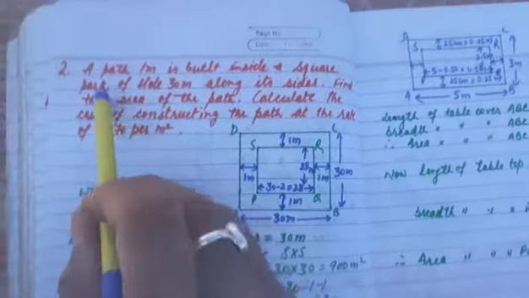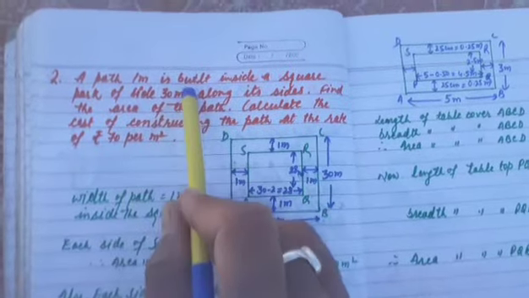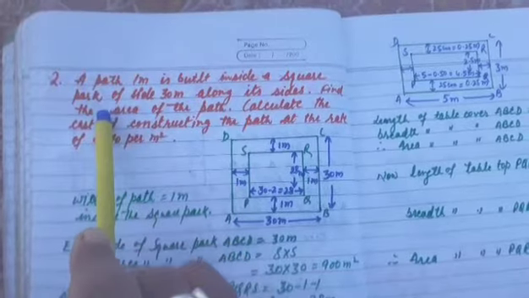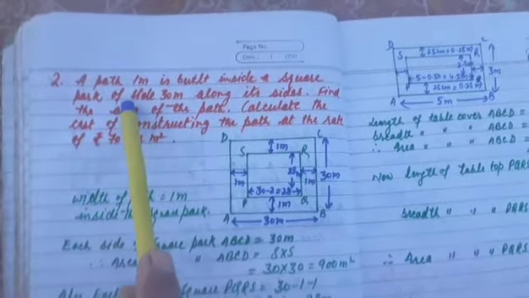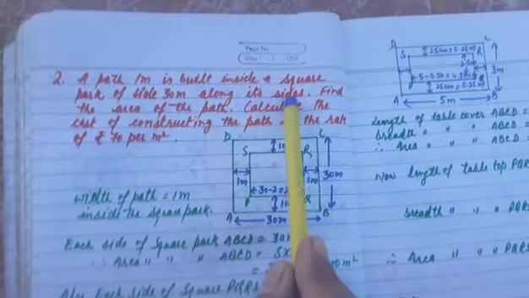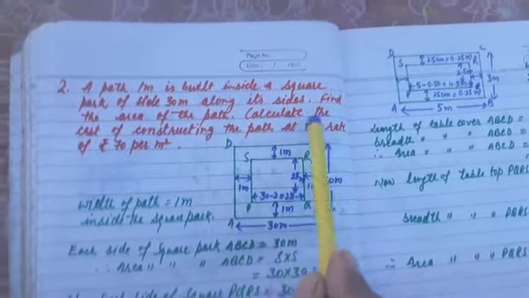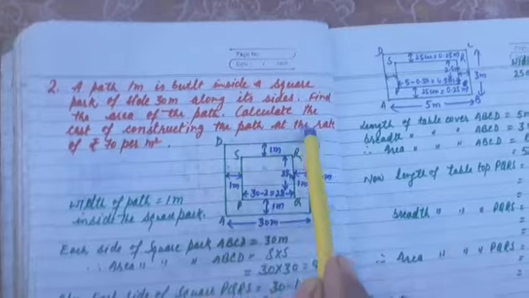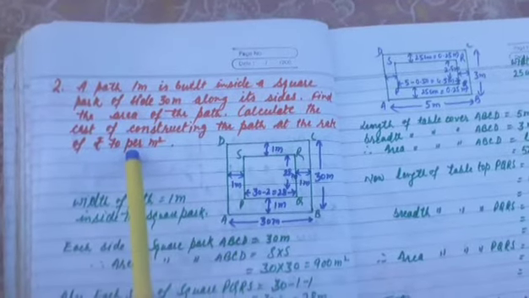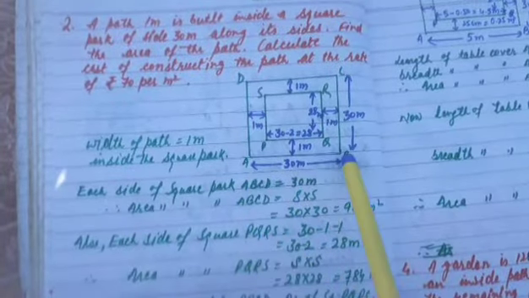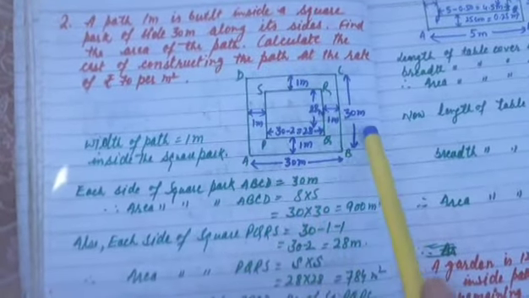Now question number 2. A path 1 meter wide is built inside a square park of side 30 meter along its sides. Find the area of the path. Also calculate the cost of constructing the path at the rate of rupees 70 per meter square. There is a square park given, having each side 30 meter.